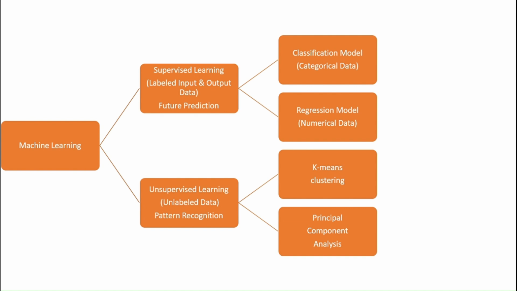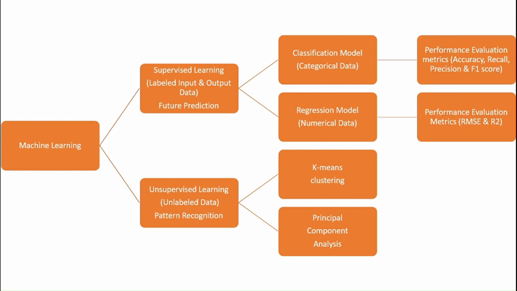The unsupervised learning is also divided in two parts. One is for clustering, the most famous of that is k-means clustering, and the other is for dimensionality reduction, which is principal component analysis. We won't go into the unsupervised learning for now, that part will come later. But for the supervised learning, we have performance evaluation metrics for both classification and regression model. For classification, we have metrics such as accuracy, recall, precision, and F1 score. And to evaluate the regression model, we have metrics like root mean square error and R square, which is coefficient of determination.